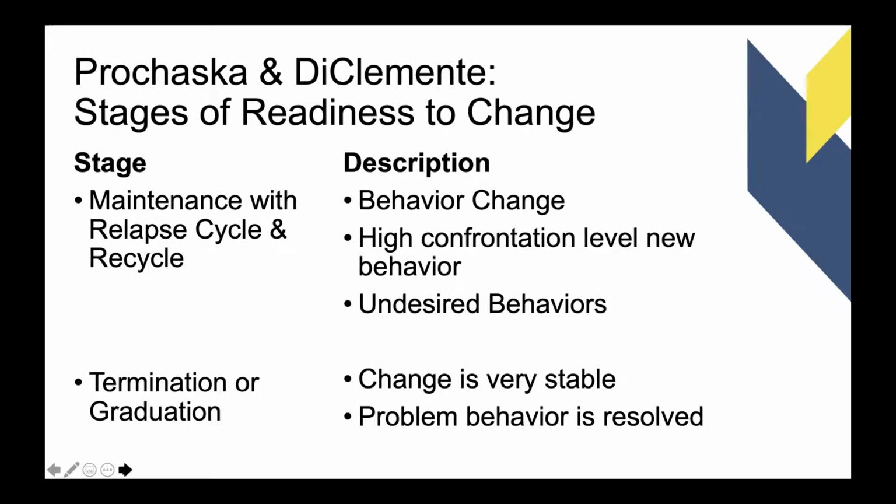The next stages are the maintenance with the relapse cycle and recycling. This is the behavior change, a high confrontation level with new behavior and undesired behavior. So there may be some slips in the relapse process. And this is with any addiction. It doesn't have to just be drug and alcohol. This could be process addictions too. Something may have triggered them to use or engage in whatever behavior it is they're working to extinguish or reduce.